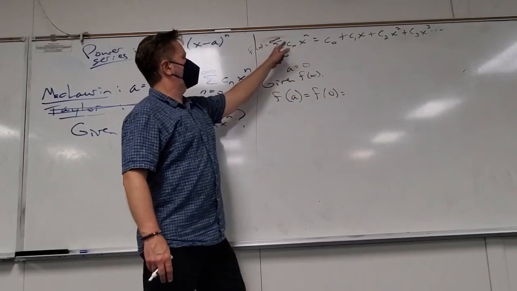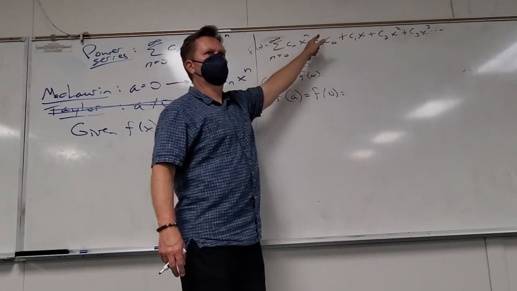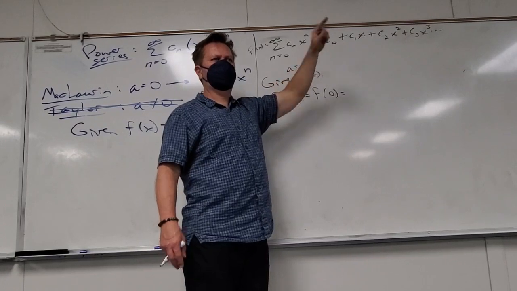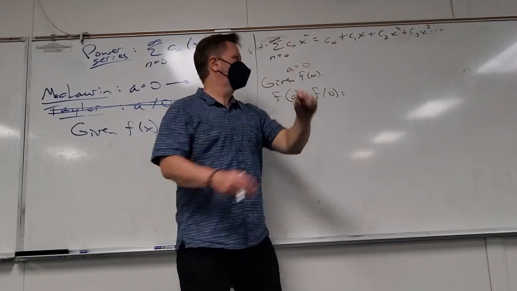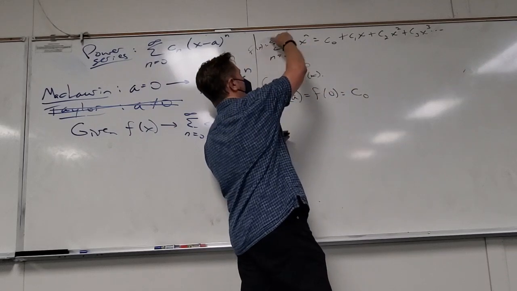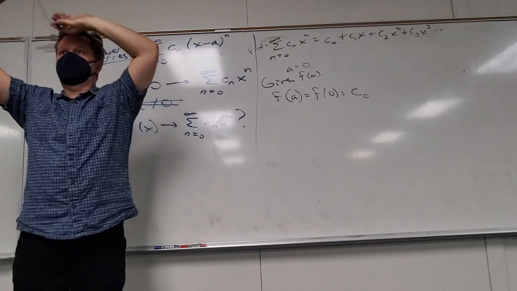So what will f of 0 be? C0, right? Do you guys all see that? If I put a 0 into this, I get C0, correct?